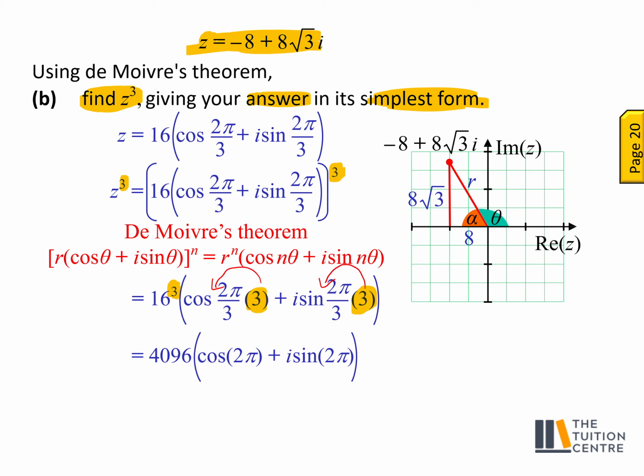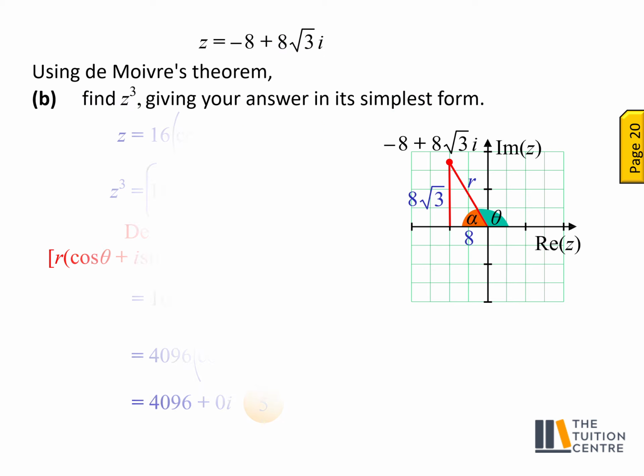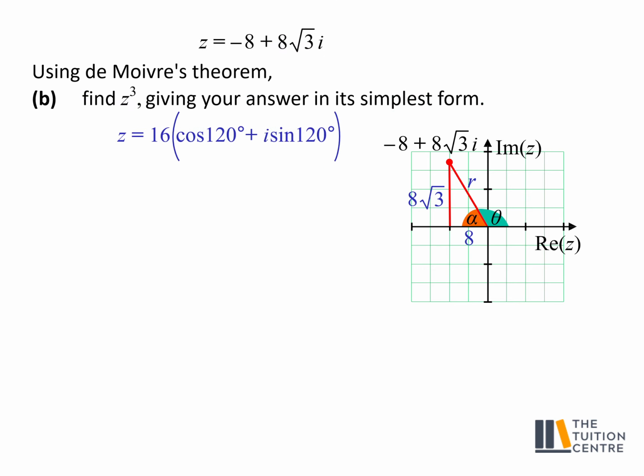Now you can use your unit circle here, or you can put it into the calculator in radian mode. And either way, you're going to get 1 for cos 2 pi and 0 for sine 2 pi. So you can get your answer in the form of x plus yi. It doesn't actually say it there, but that's the form you'd give it in. 4096 plus 0i.